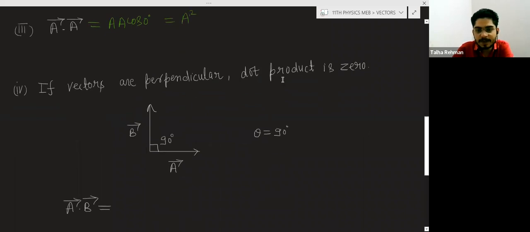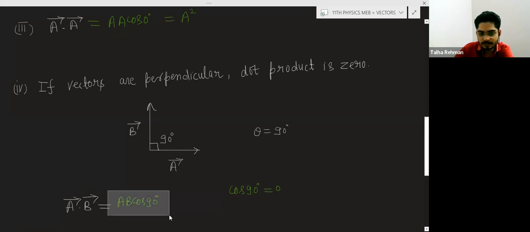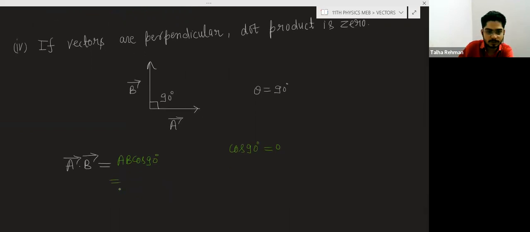See, if the vectors are perpendicular, the dot product is 0. This is very simple. This is one vector, this is another vector. The angle between the two vectors is 90 degrees, so theta is equal to 90 degrees. So the dot product A dot B, you will write AB cos theta, AB cos 90. Cos 90 is equal to 0, so this whole thing will become 0. Zero multiplied by anything will become 0. So this is equal to 0. Simple.